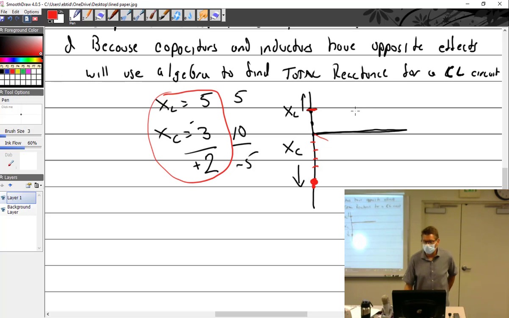Then we're going to plot resistance, which is going to be on this line here. Let's just say resistance happened to be 10. So 1, 2, 3, 4, 5, 6, 7, 8, 9, 10. So it's right here. And what ends up happening is we're going to do a vector sum between these two, which is to say that it would kind of look like a square like this.